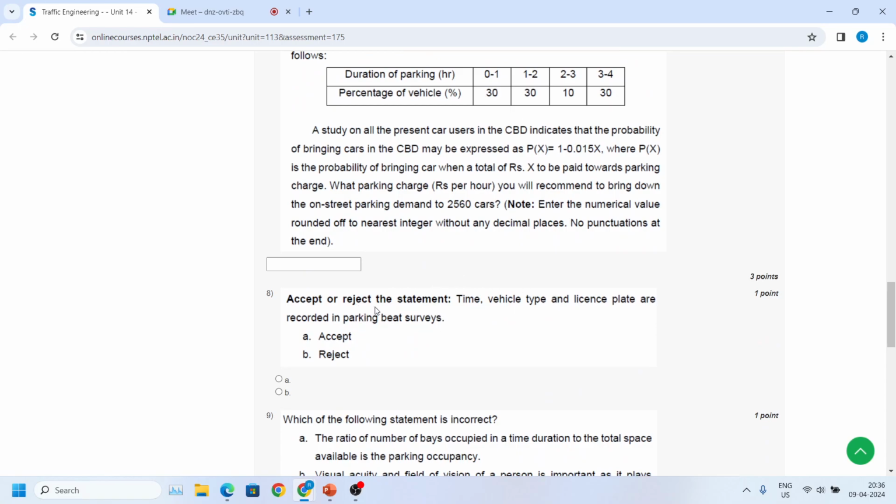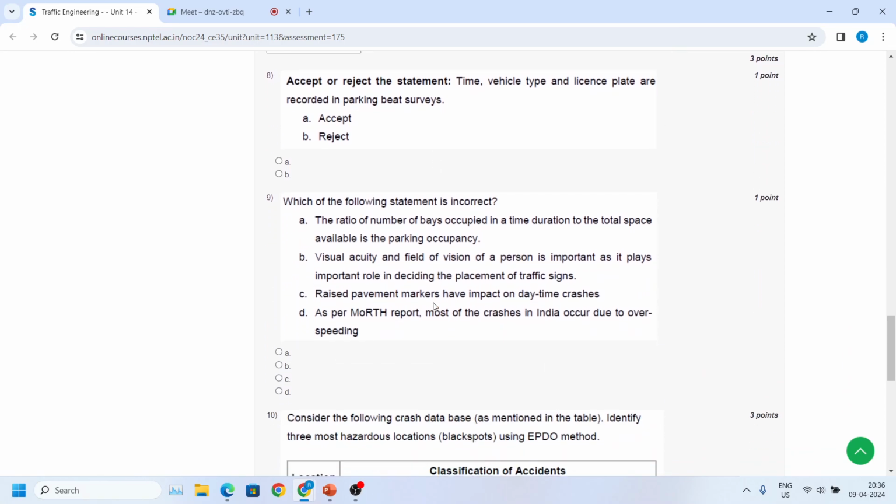So this is related to parking beat surveys. Again, it's directly from the slides. If you read, you will get the answer. It shouldn't be too long. Next is, I think, the definition of parking occupancy. This has been already discussed today.